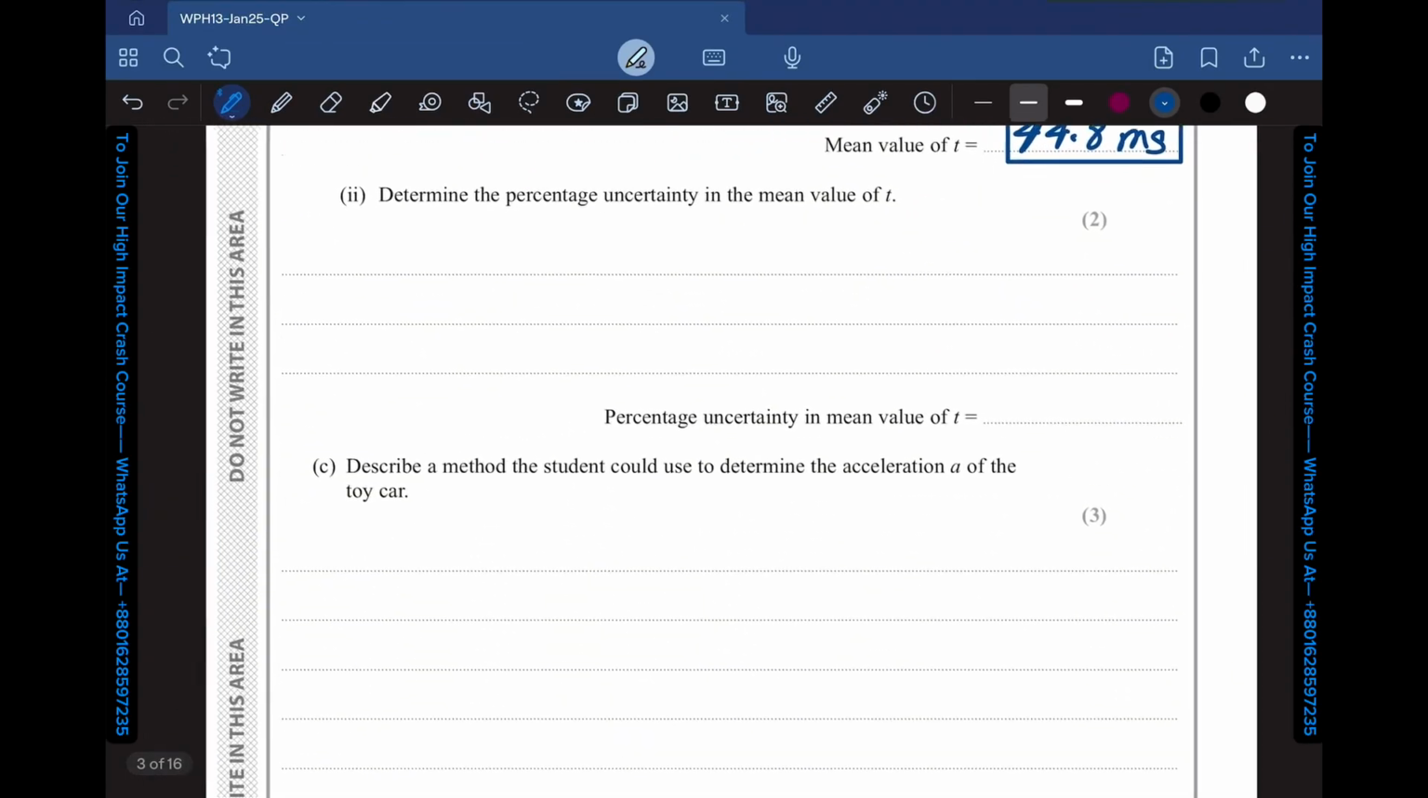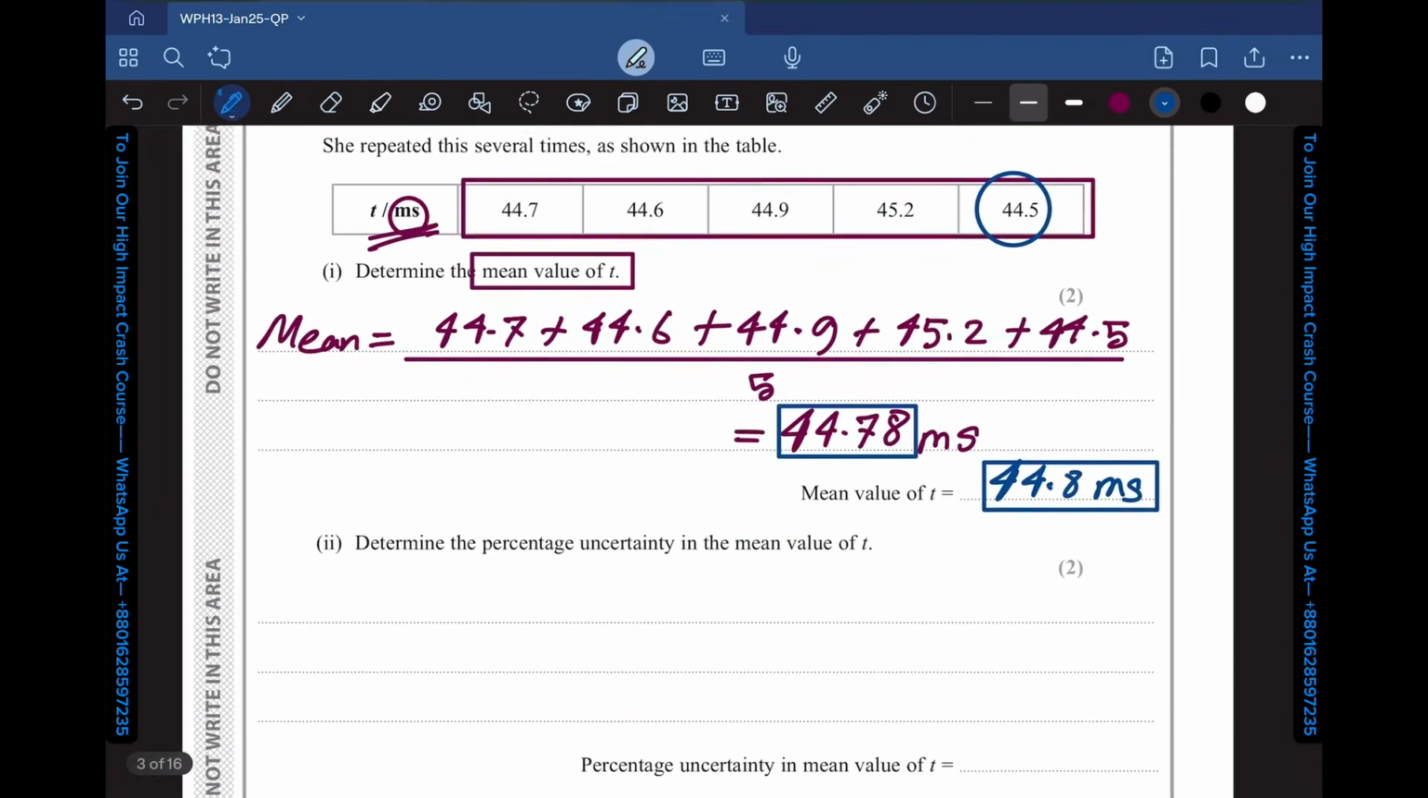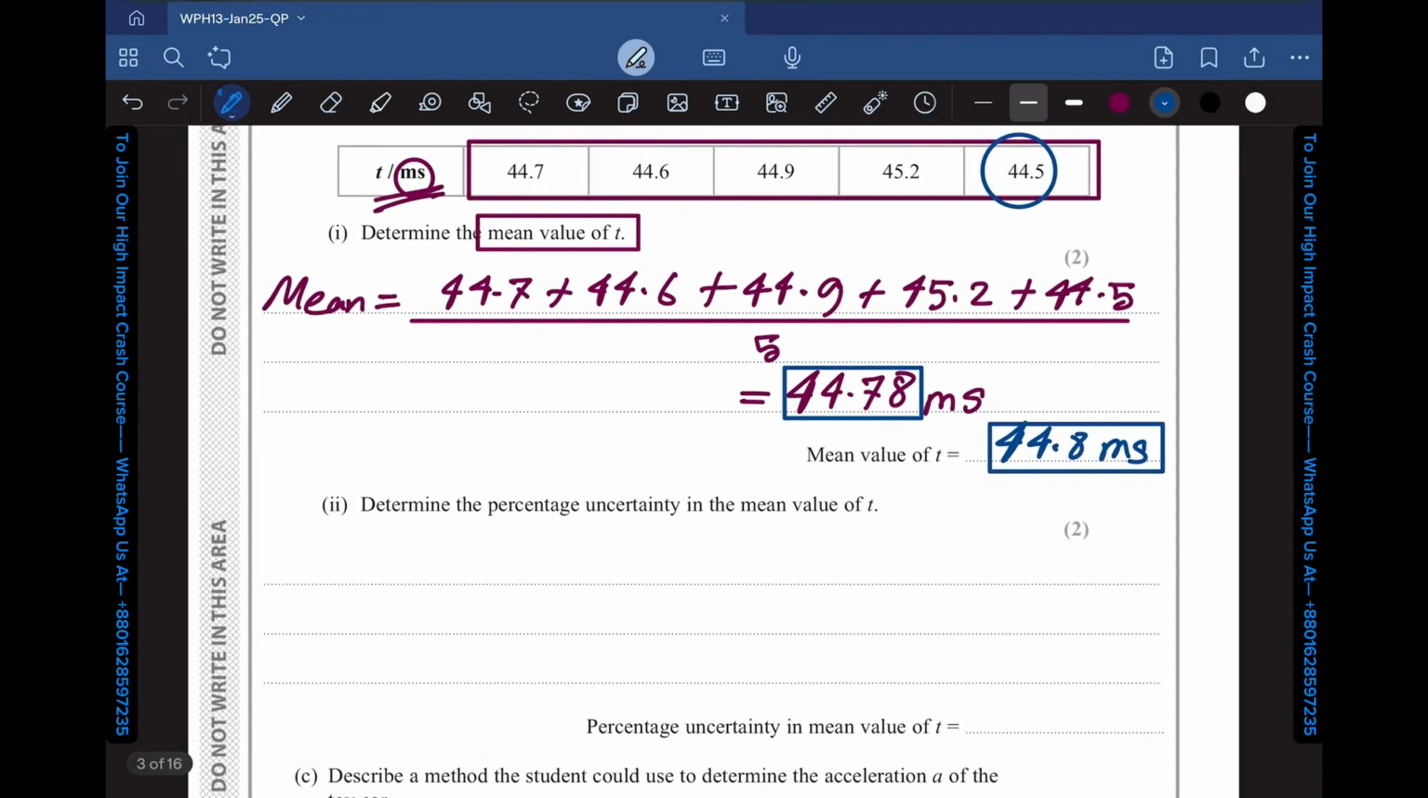So make sure you're understanding it. Now the next part says: determine the percentage uncertainty in the mean value of t. Previously we have seen another percentage uncertainty formula, which was the half resolution divided by the average measured value. Now there is another type of question that you will see not only in physics unit 3 but also in physics unit 6, which will also ask you to figure out the percentage uncertainty.